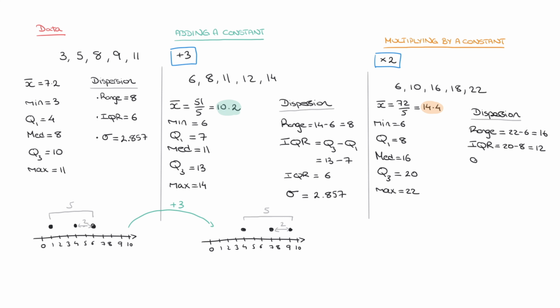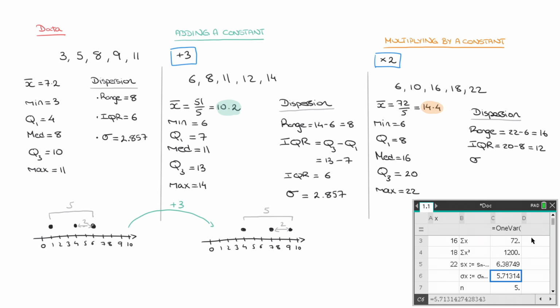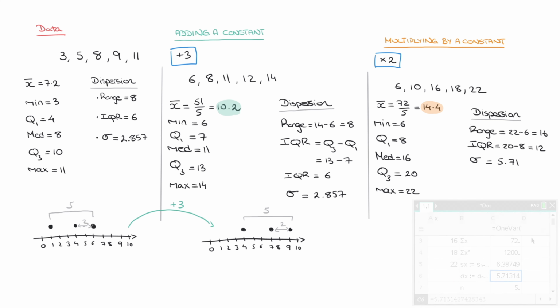And last but not least, for the standard deviation, which you could go ahead and find with your calculator, well, the standard deviation, if I round it to 2 decimal places, is equal to 5.71, which is what we'd get if we multiply the original standard deviation by 2. And so what's clear here is when it comes to multiplication, if we multiply all the values in our list of data by a number, then the measures of dispersion also get multiplied by that number.